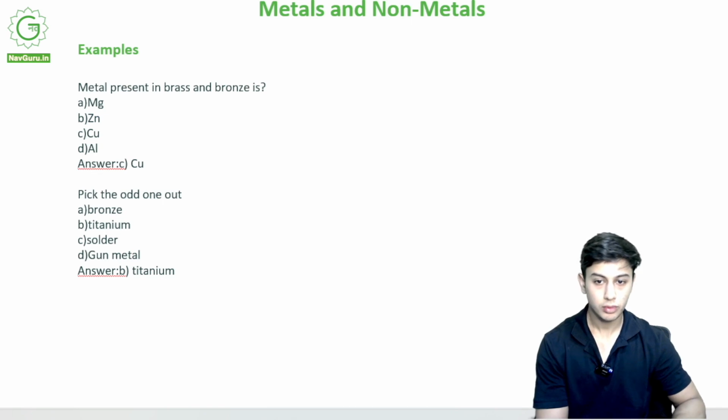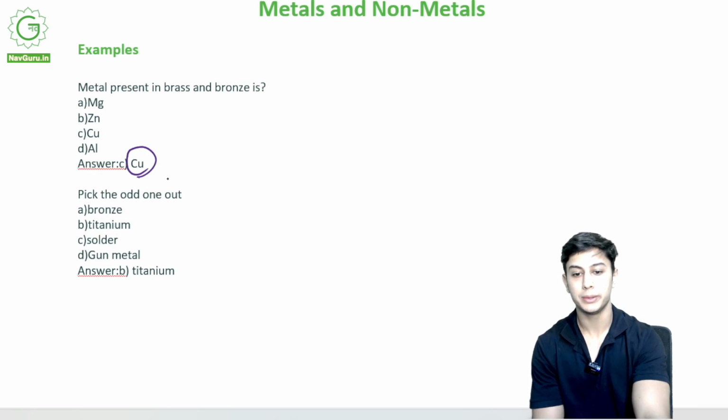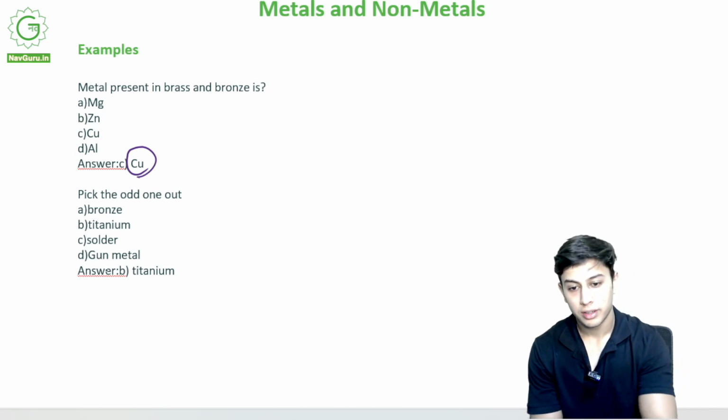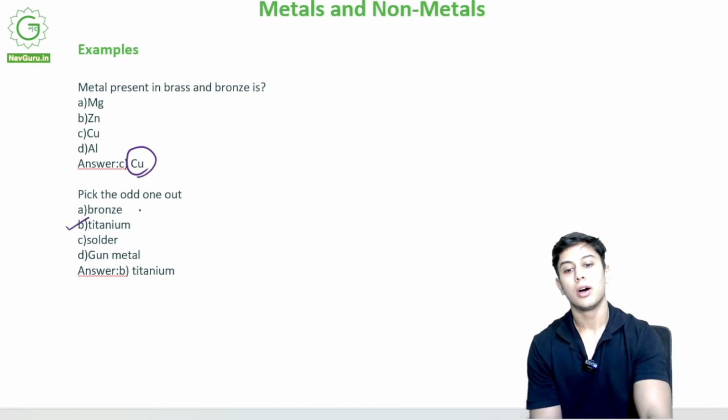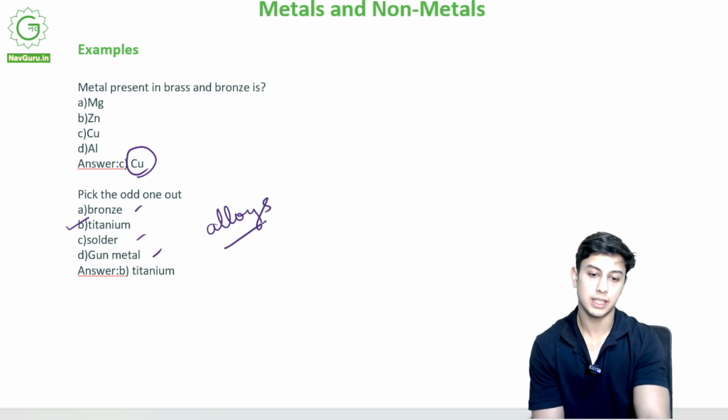Metal present in brass and bronze is, what is the common metal? Cu. Pick the odd one out. Bronze, titanium, solder, gunmetal. Titanium. Why titanium? All these are alloys. All the rest are alloys.